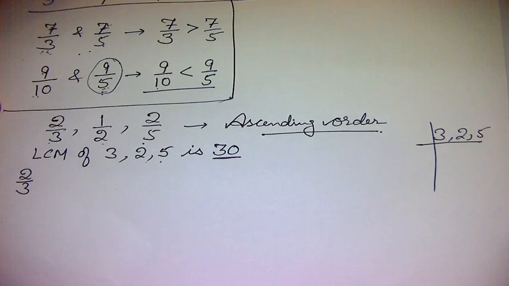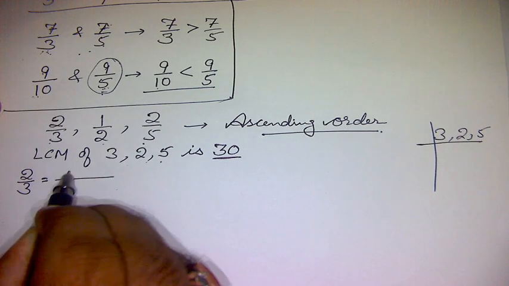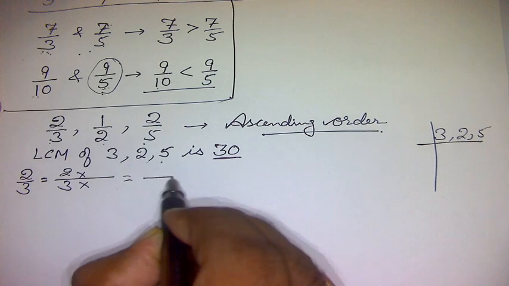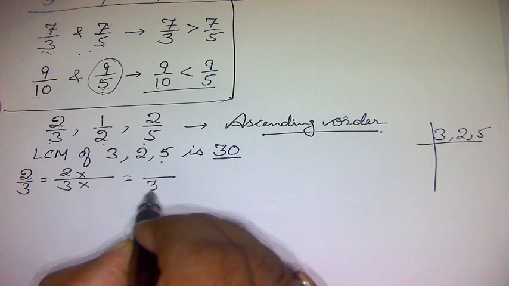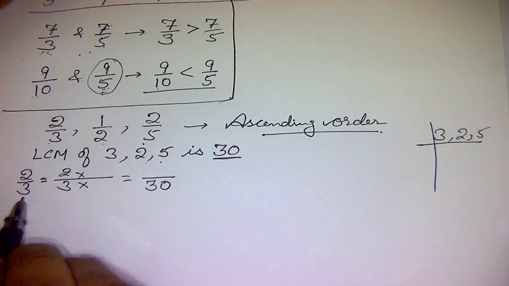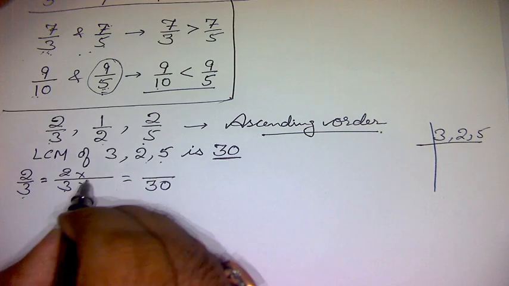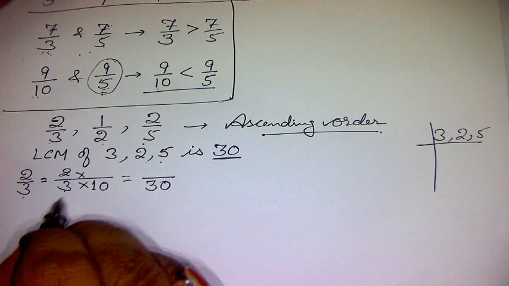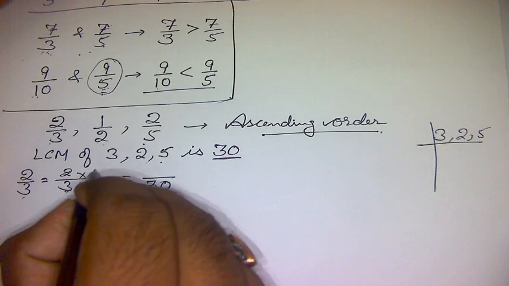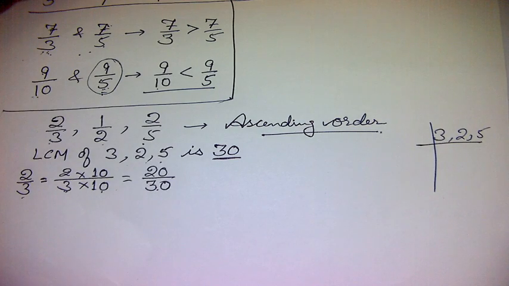2 upon 3. We will write the equivalent fraction of 2 upon 3 such that its denominator is 30. 2 upon 3 का equivalent fraction find out करेंगे जिसमें denominator क्या है 30. So 3 is to be multiplied by 10. तो 3 को हम किससे multiply करेंगे? 10 से करेंगे तभी 30 आएगा. तो numerator को भी 10 से multiply. What do you get? 20 upon 30.